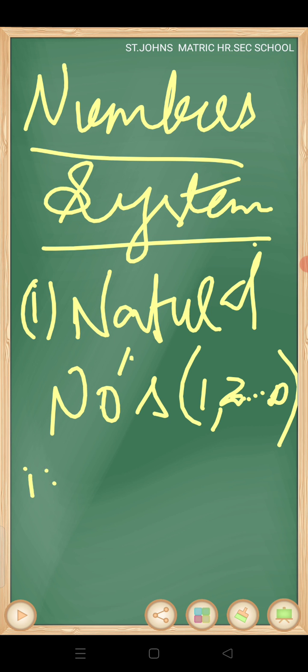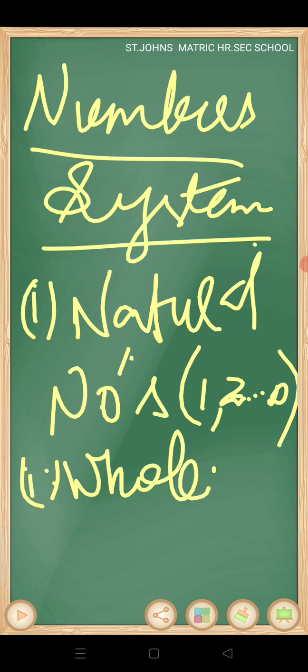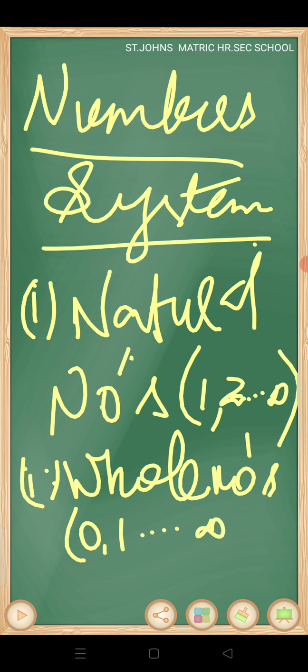Then the second one, the whole numbers. What is that? Whole numbers are nothing but starting from 0 to infinity. Okay, 0, 1 to infinity. This is the whole number. Natural numbers are denoted as N. Whole numbers are denoted as W.